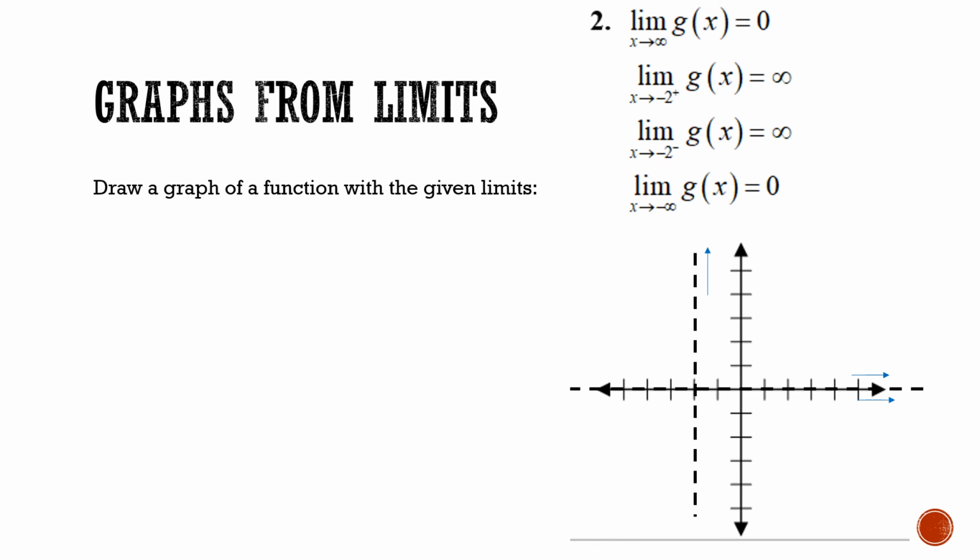Then on the left-hand side, it says the limit as x approaches negative 2 from the left, that also goes up to infinity. So I'm putting an arrow going up there. The last piece of this says the limit as x approaches negative infinity, g of x equals 0. That means on the left-hand side of the graph, it's leveling off to 0. And just like before, I didn't know to use the top or the bottom, so I put an arrow on both.